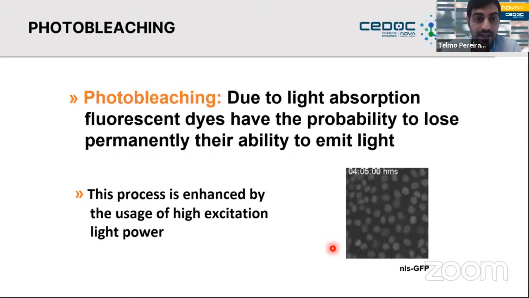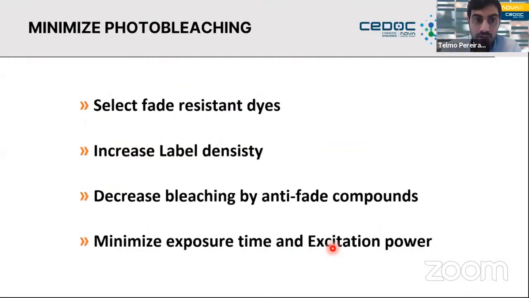So this process is enhanced by the usage of high excitation light power. So if you use more laser power, more fluorescent lamp power, you will enhance this. And so you will see it almost immediately, okay? So what can you do to try to minimize the photobleaching? So the first thing you can do is to select more stable dyes, dyes that will be more resistant to fading. Okay, this can also be seen in those websites that I told you about.